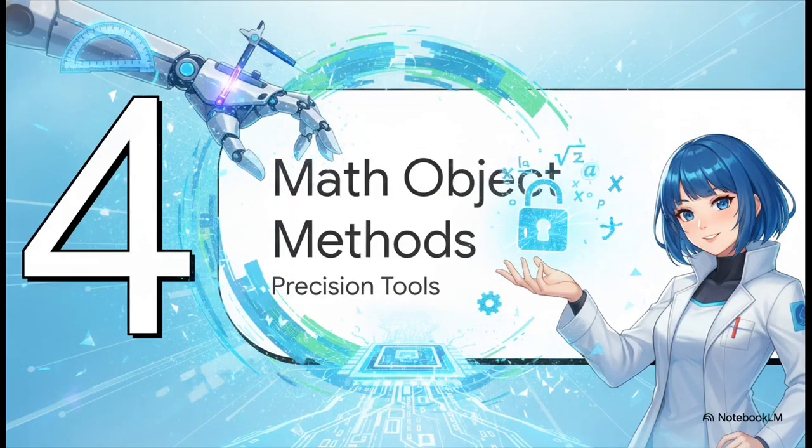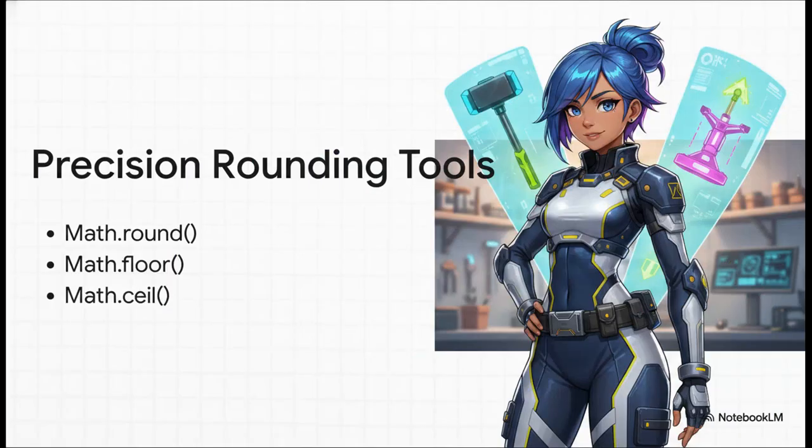All right, time for Module 4, the math object methods. Now it's time to seriously level up. We are unlocking JavaScript's built-in precision tools, the Math object. You can kind of think of it as this superpower utility belt you can call upon anytime just by typing the keyword Math with a capital M followed by a dot. For starters, we have this amazing menu of precision rounding tools we need to master: Math.round, Math.floor, and Math.ceil.